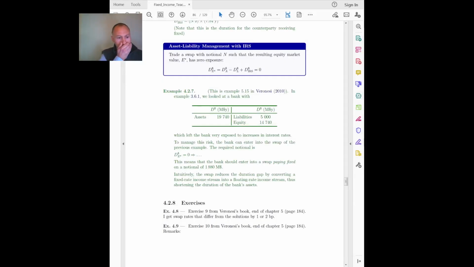Okay. So quantitatively, that's the answer. What we need to do. Intuitively, this also makes sense, right?